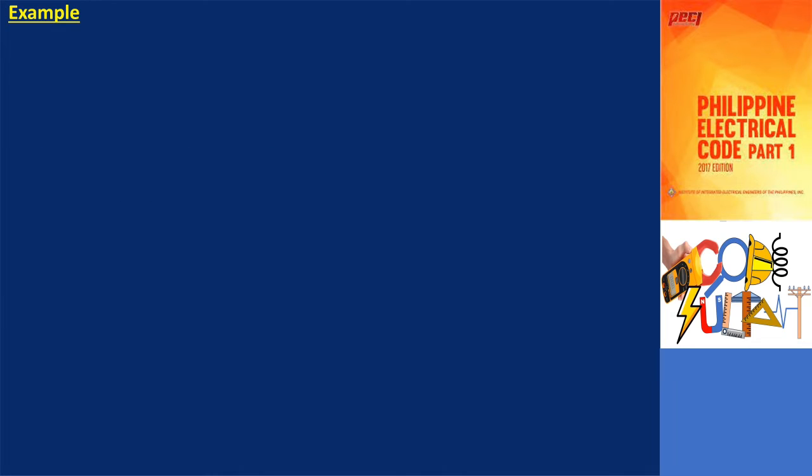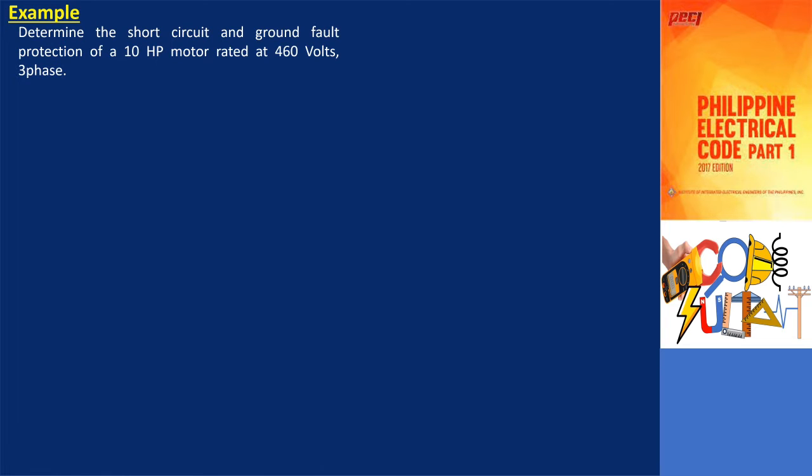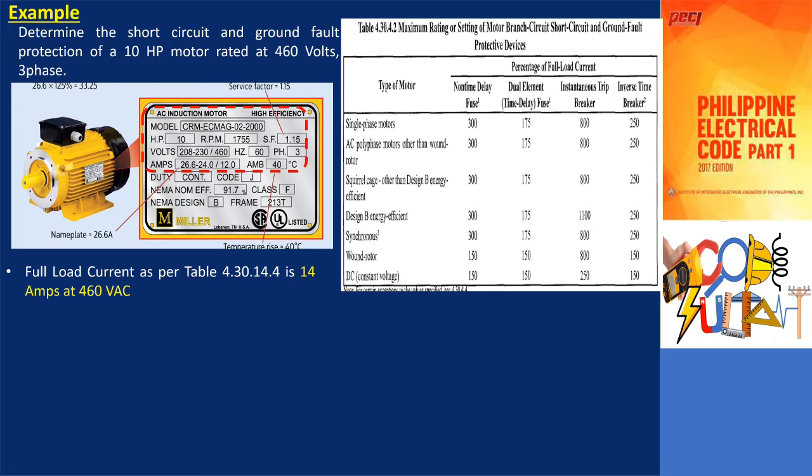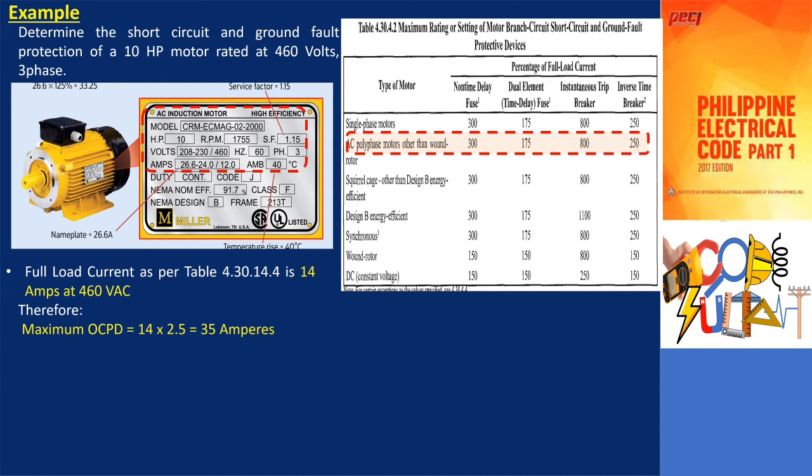Let's have an example. Determine the short circuit and ground fault protection of a 10 horsepower motor rated at 460 volts, 3-phase. The full load current as per Table 4.30.14.4 is 14 amperes. To determine the short circuit and ground fault protection, as per Table 4.30.4.2, since this is an induction motor, use 250%. Therefore, the short circuit and ground fault protection is 14 multiplied by 2.5 is equal 35 amperes.